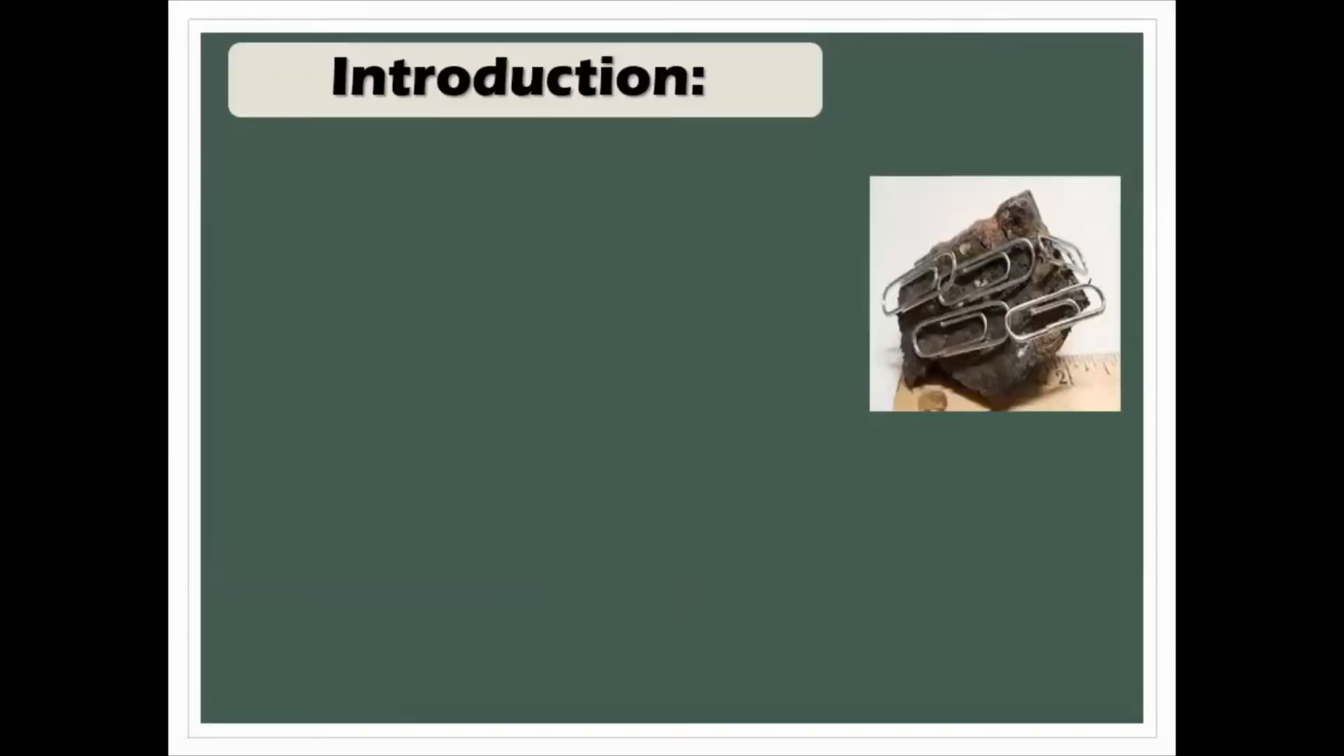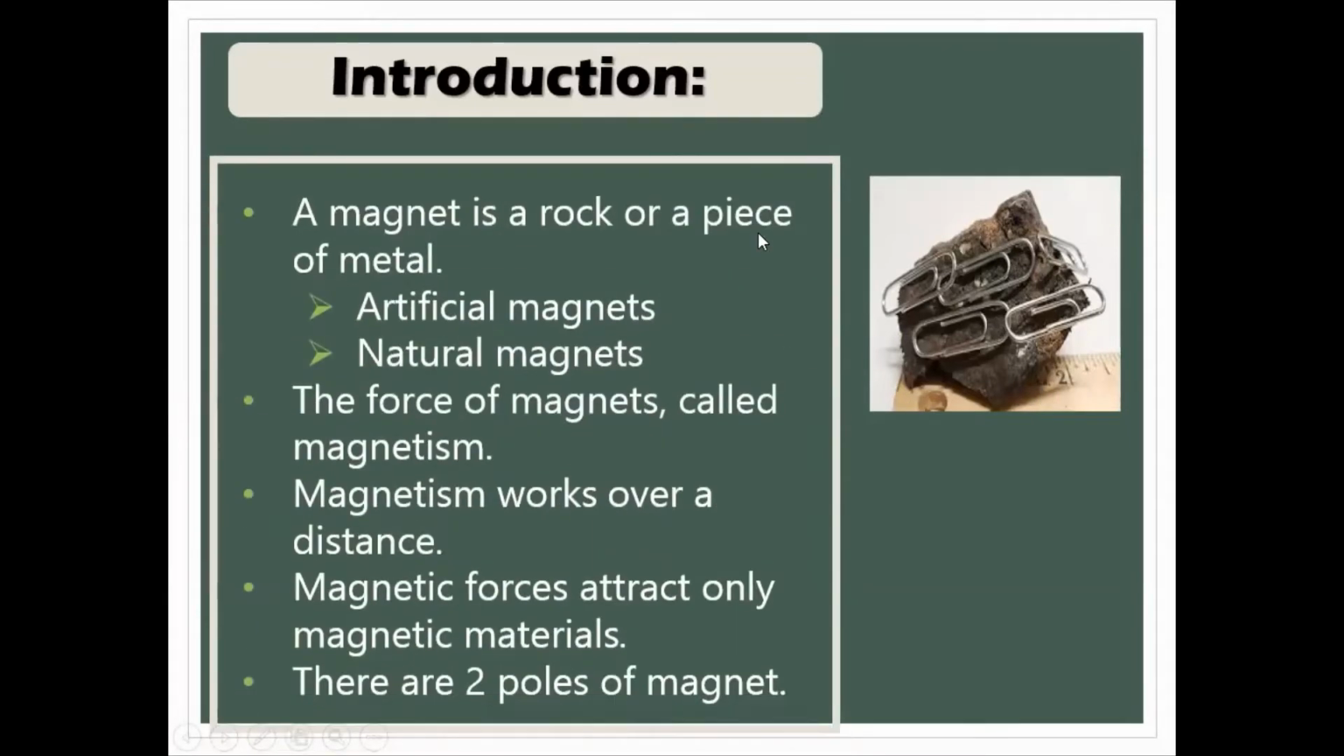Students, a magnet is anything that produces a magnetic field around it. A material that is magnetic is capable of either being magnetized or being attracted by a magnet. These types of materials include iron, nickel, cobalt, and their alloys, some types of rare earth metals, and some naturally occurring materials such as lodestone.